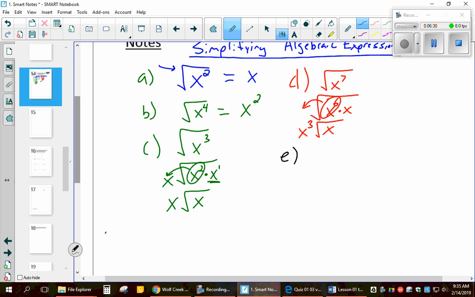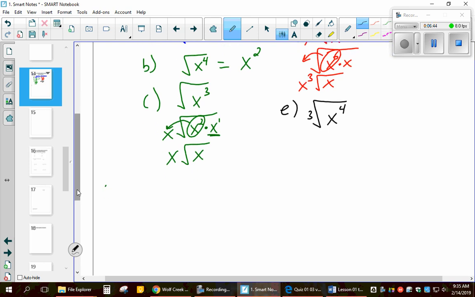Okay. Let's do a cube root. We'll say the cube root of x to the 4. All right, so cube roots now. Here, don't write this down. I'm just going to write this over here for a second.